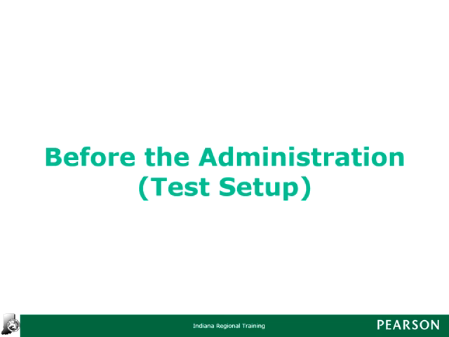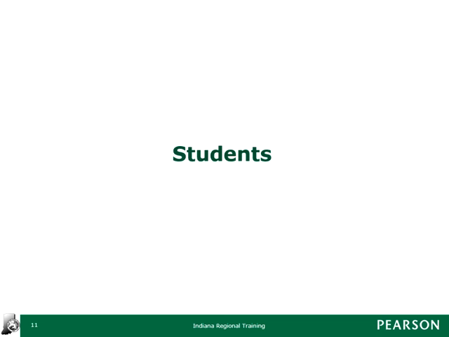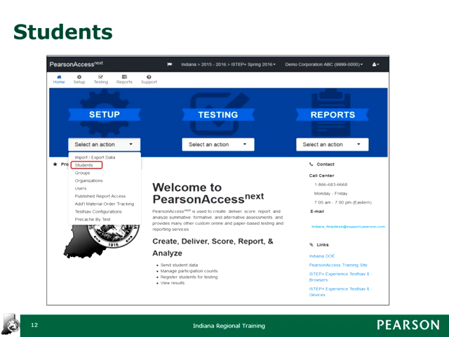The next section will cover the steps that need to be completed prior to the live assessment window for iStep Plus and iRead 3. The first thing we'll cover is student data management. During this section, you will be provided with information about navigation tips and how to use filters and views in Pearson Access Next to limit and control your selections for viewing. The filters and views work the same throughout the site.